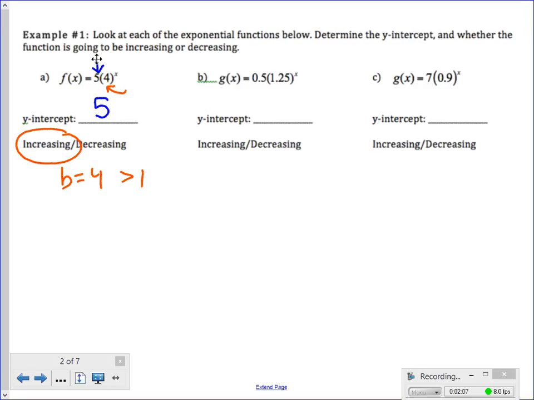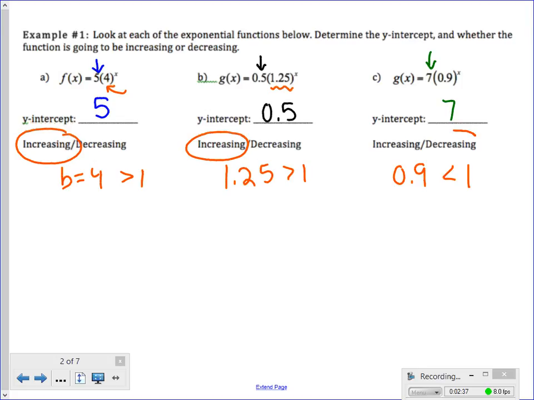Same idea. The y-intercept here is the number in front, 0.5. Now, to determine if I'm increasing or decreasing, I look at b, 1.25. Well, 1.25 is still bigger than 1, so this is an increasing exponential function. For this one, the number in front is 7. When I look at the growth rate, 0.9, 0.9 is less than 1, so this function is decreasing.